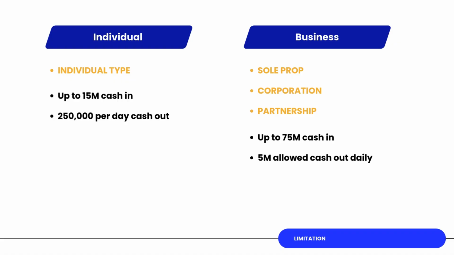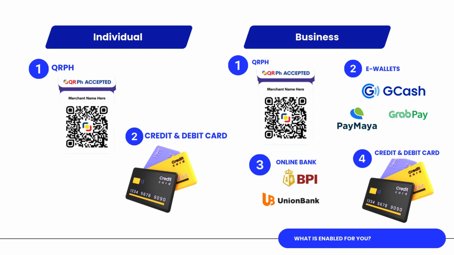Depending on your account type, you will be given different payment methods. If you have the individual account, you will have two options: QRPH and receiving using credit and debit card. If you have a business account, you can receive QRPH, e-wallets through GCash, PayMaya, and GrabPay, bank transfer using BPI and Union Bank, and of course credit and debit card payments.